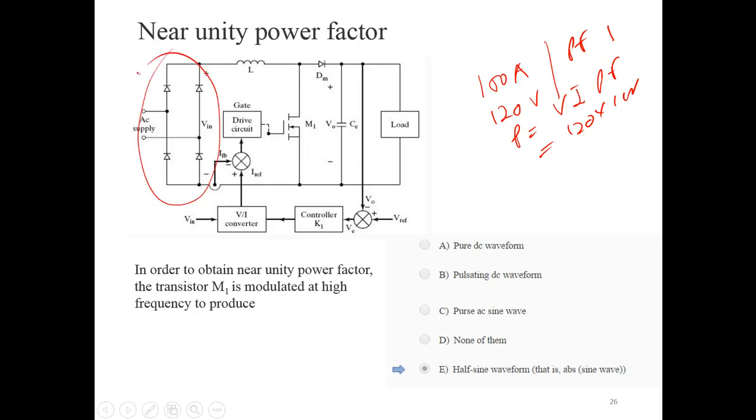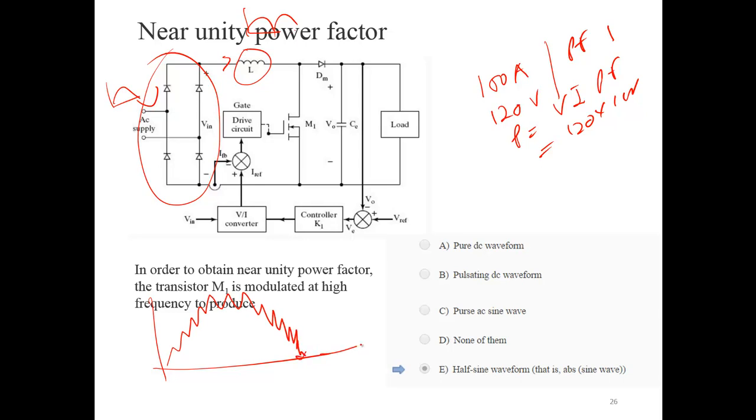You have a rectifier. You try to make sure the inductor current, the current here, is a sine wave, which means the input current will also be pretty much a sine wave. The switch is turned on in such a way that this current becomes a sine wave. You turn it on and off, on and off, following a reference current, which is pretty much a sine wave.